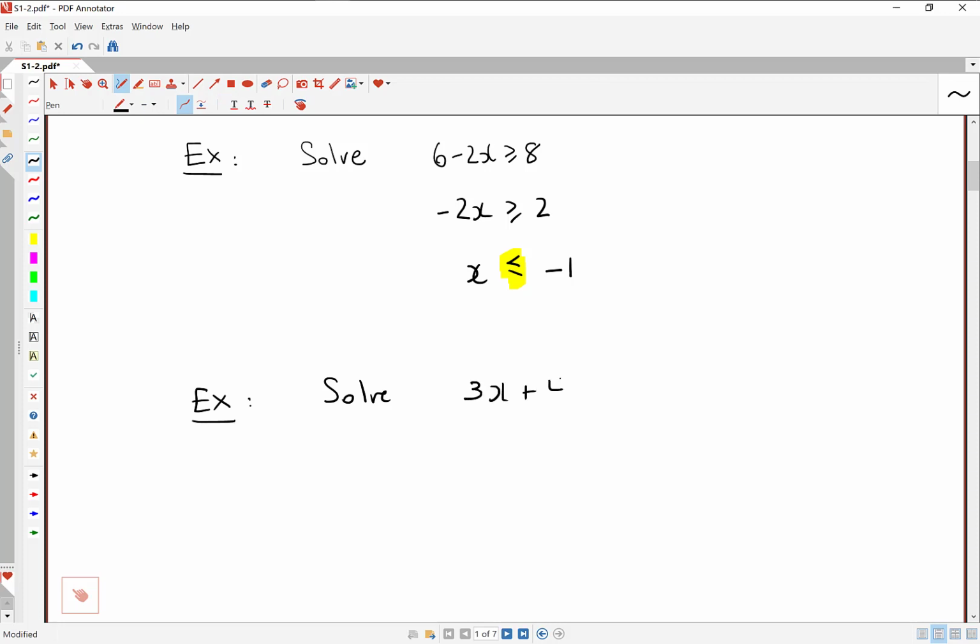Let's solve 3x plus 4 is greater than or equal to 16. Again, our goal is to isolate x. So we could subtract 4 from both sides. We'd have 3x is greater than or equal to 12. Adding or subtracting doesn't change the direction of our inequality. And now we're going to divide by +3. And since that's a positive number, that's not going to affect the direction of our inequality. So we'll have x and 4. x is greater than or equal to 4 would be the solution to the inequality.